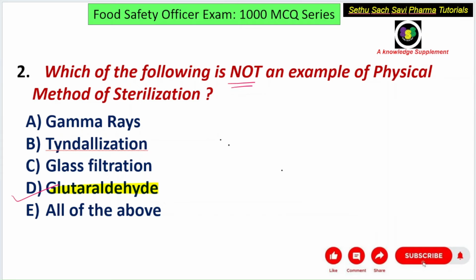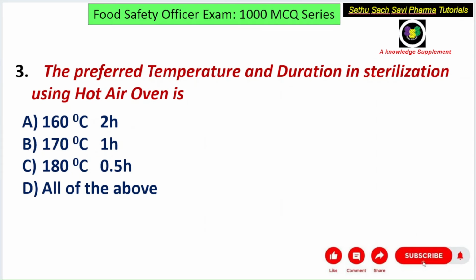Now let's move on to the next question. The third question: the preferred temperature and duration in sterilization using a hot air oven.